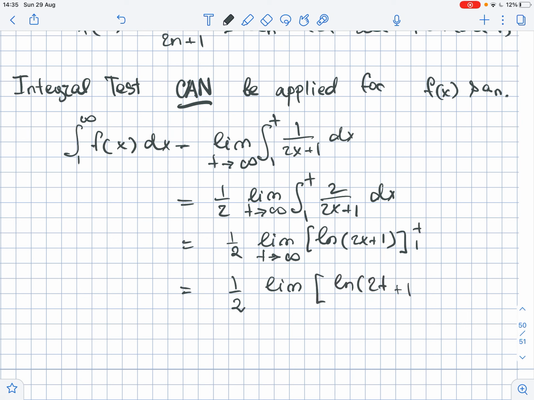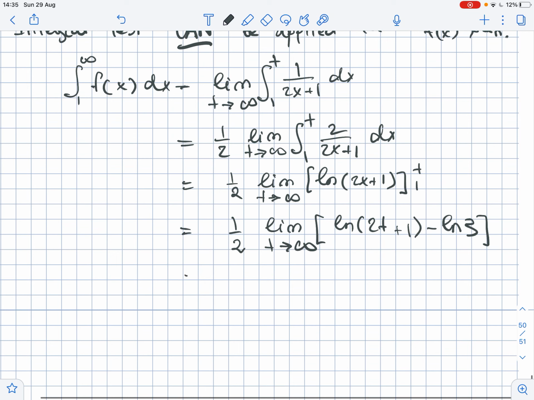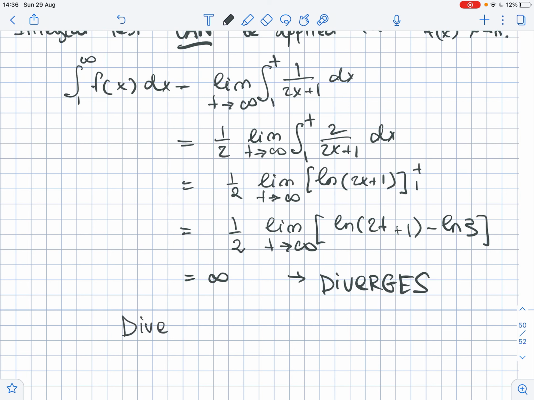Then this equals 1 over 2 times the limit of ln of 2t plus 1 minus ln of 3, where t approaches infinity. So this equals infinity. Since the integral equals infinity, that means that it diverges. And if this improper integral diverges, that means that our series also diverges.